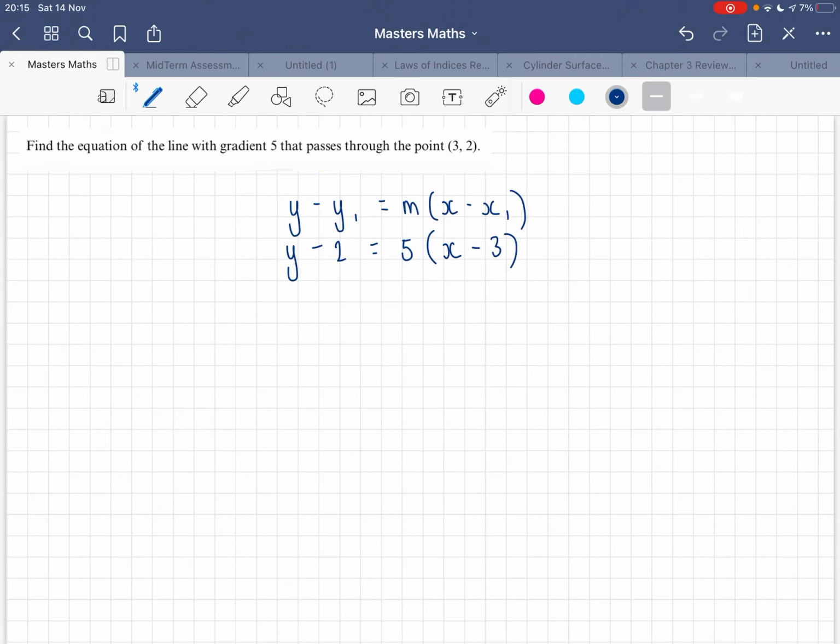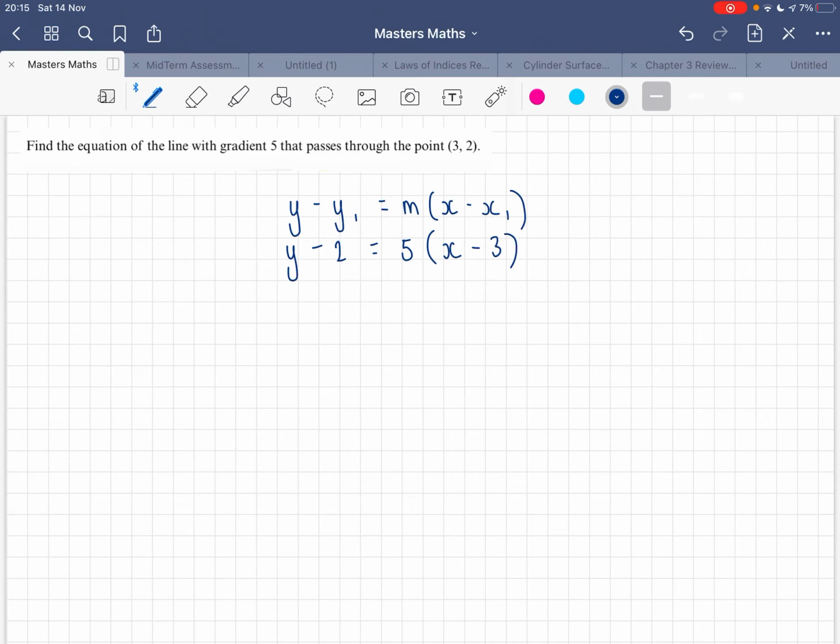Notice the y and the x, they don't change because obviously our equation of the line has to have a y and an x in it. I hope that's self-explanatory, but I thought I would mention it just in case. And then we expand, simplify, rearrange into the form that you've been asked for.